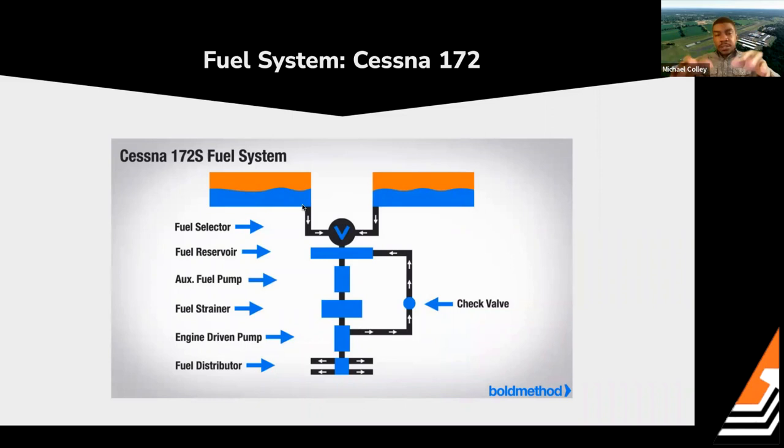But regardless, you'll be flowing through. Great. So you can see the two fuel tanks on either side. They flow down to the fuel selector. From the fuel selector, it goes to the fuel reservoir, from the fuel reservoir to the auxiliary fuel pump, which you guys probably know by using that to prime the aircraft for startup. Then it goes through the fuel strainer to the engine-driven pump, and then through the fuel distributor. And we'll go through each of these elements pretty much in depth just to understand what they are.